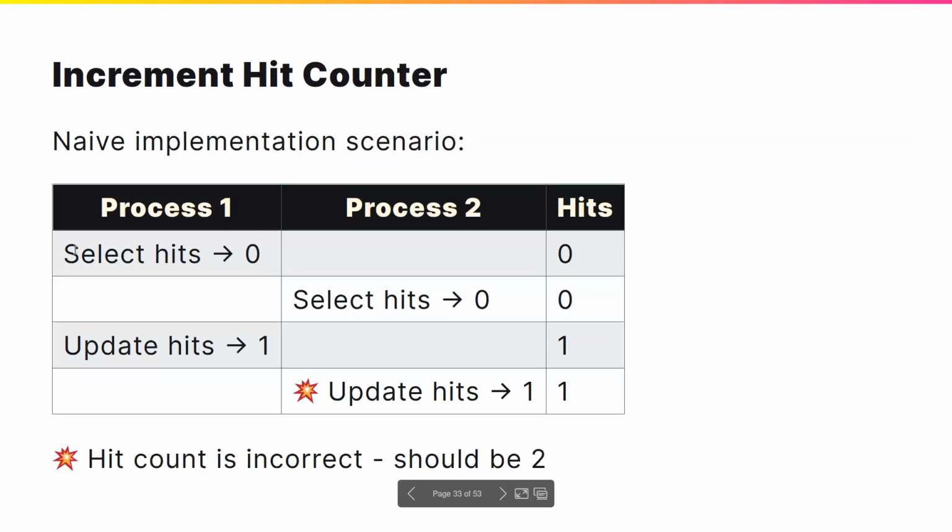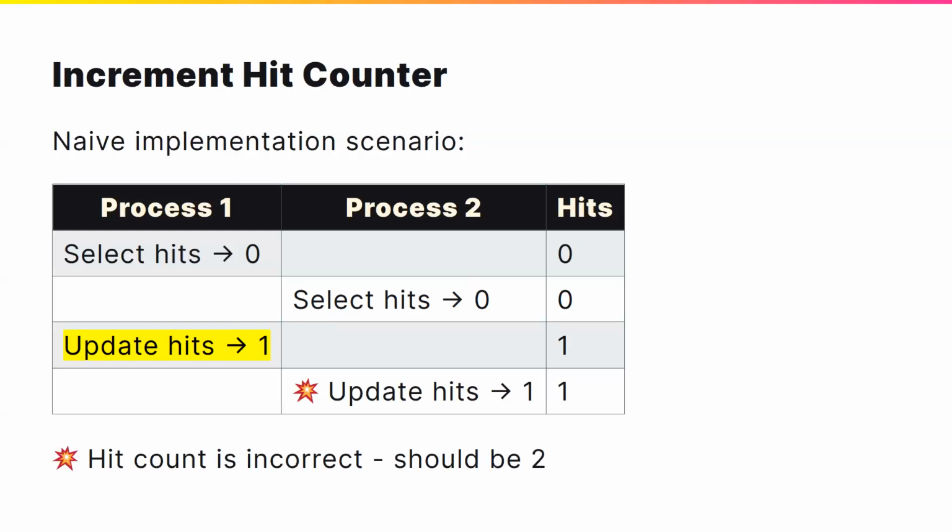So process one tries to resolve the short URL, and at this point, the hit counter is 0. That's the initial value. Now, before process one has a chance to increment the value, process two tries to resolve the exact same key. Now, at this point, the hit counter is 0, right? Now, before process two has a chance to increment the hit counter, process one updates the hit counter. Now, it doesn't just increment because process one has the object. The current hits counter is 0.